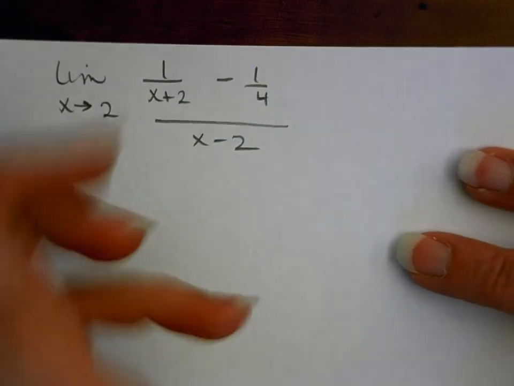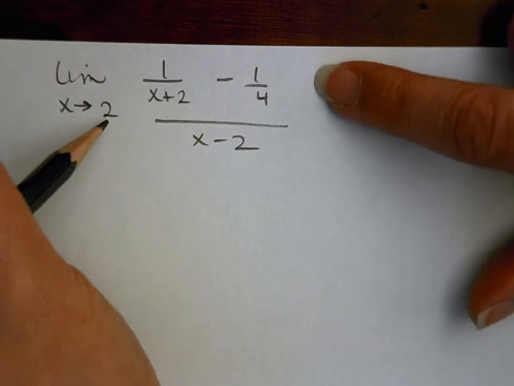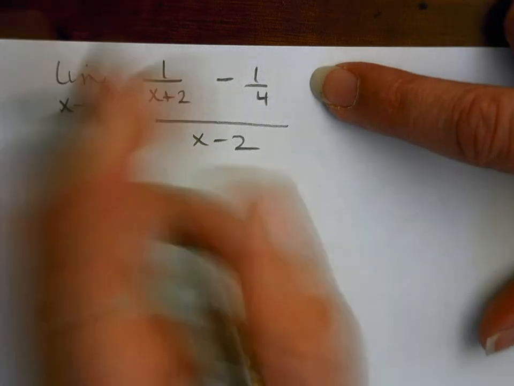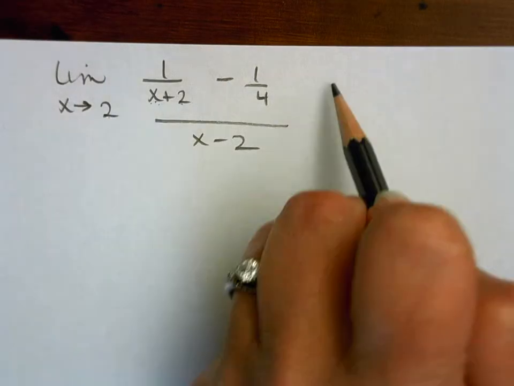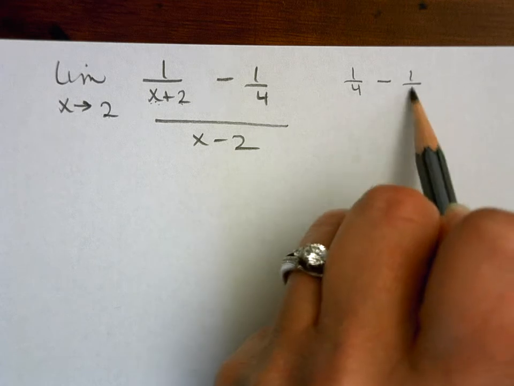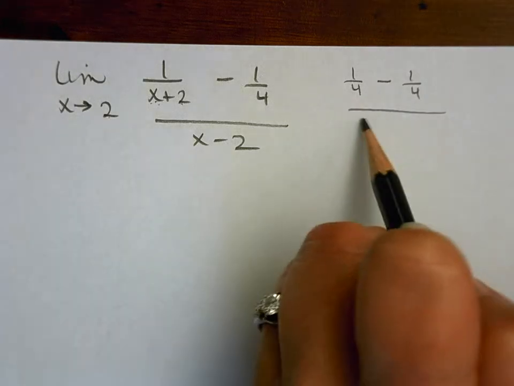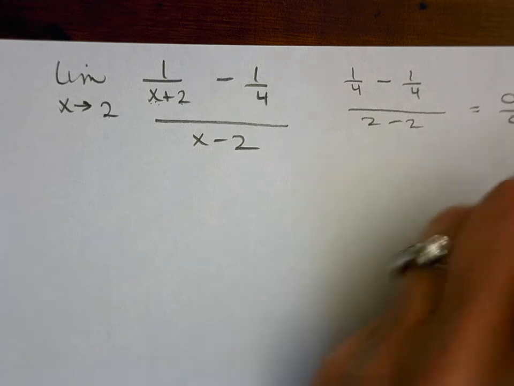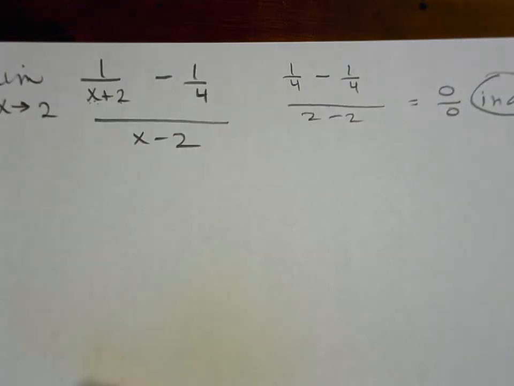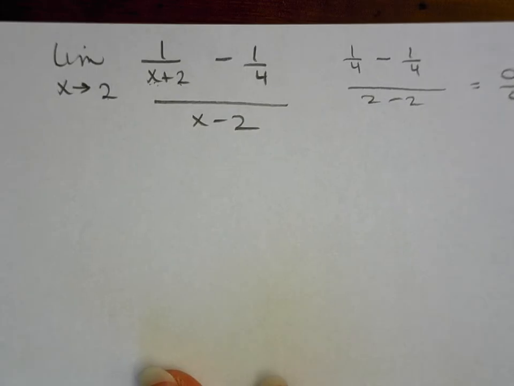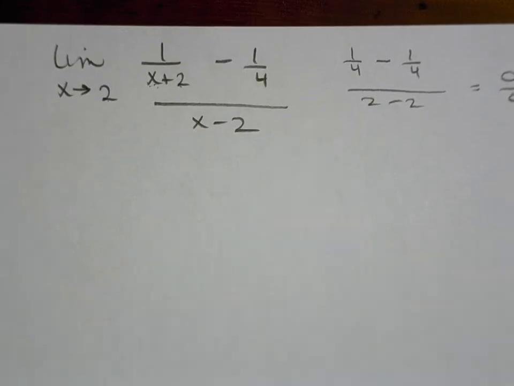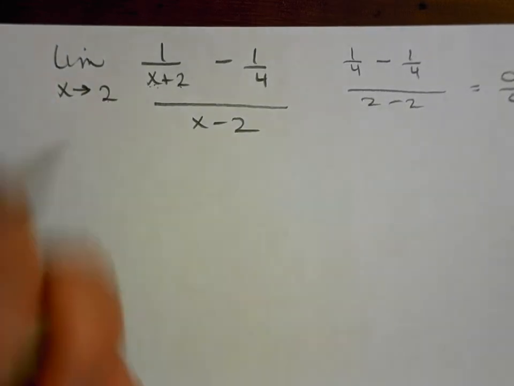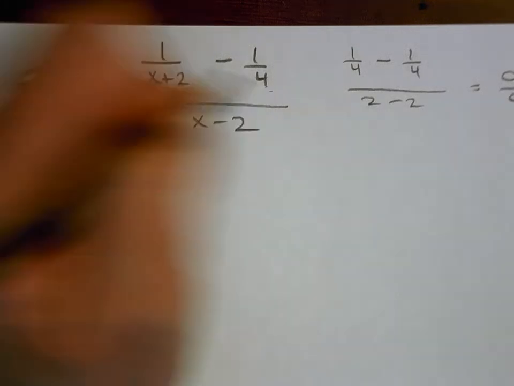Okay, so I want to always substitute in the 2 first. So I'm going to put in 2 here. That would give me 2 plus 2 is 4, and then 2 minus 2. So I would get 0 over 0, which is indeterminate. And whenever I get indeterminate, I always need to look for the limit. Okay. All right, so in order to do that, I want to multiply by the common denominator. So I'm going to be multiplying by both 4 and x plus 2.